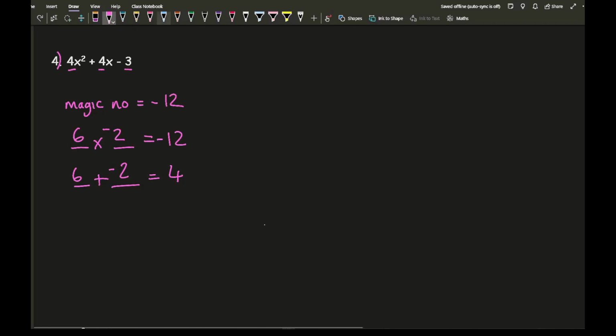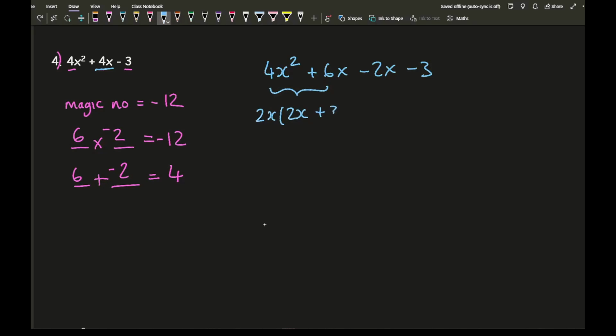So from this, what we then need to do is swap our positive 4x with 6x and minus 2x. So here I've got 4x squared plus 6x minus 2x, and that's going to be minus 3. Then factorising the pairs, I've got 2x, and I'm going to end up with 2x plus 3 and minus, and then it's going to be a 1. 2x minus 3, or plus 3 I should say, and then from this we've got 2x minus 1, and I've got 2x plus 3 as my final answer.